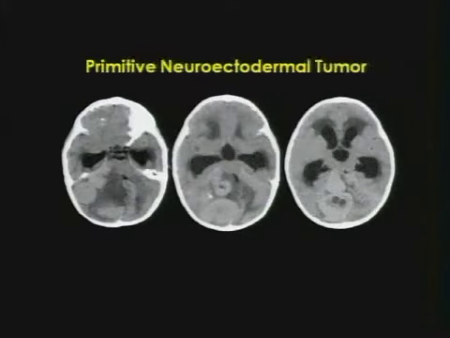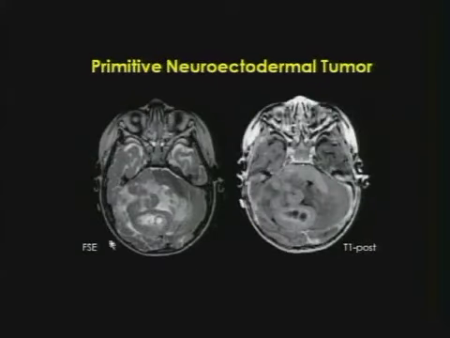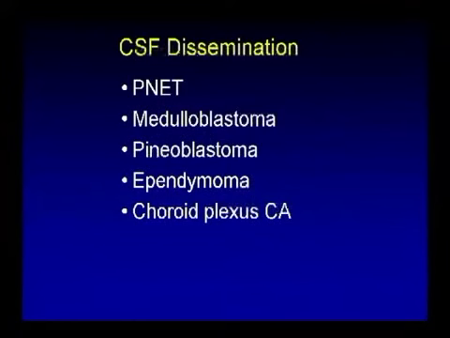Here is a patient with PNET, primitive neuroectodermal tumor. I showed you about it earlier in the CT showing you the obstructive hydrocephalus. Here is this very large, bizarre tumor. CSF dissemination, what are the tumor types that like to do that? PNET, medulloblastoma, pineoblastoma, ependymoma, and also we've seen it with choroid plexus tumors.